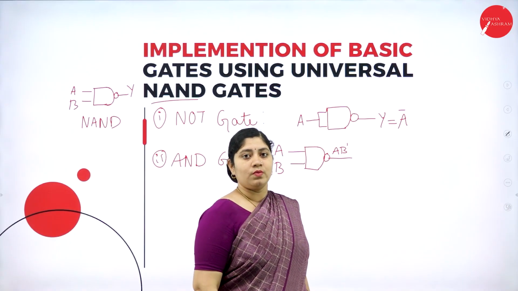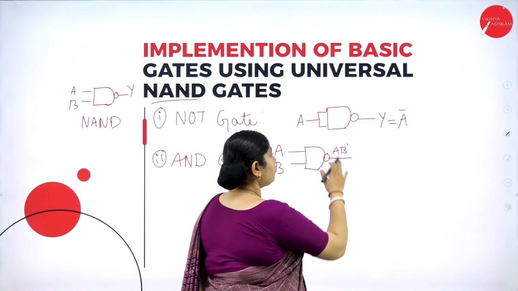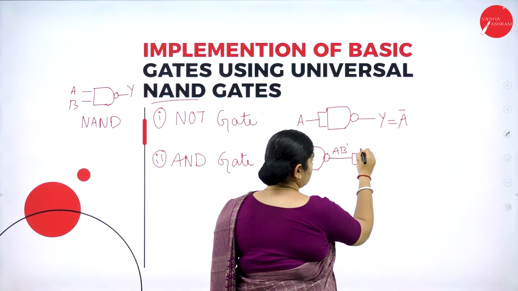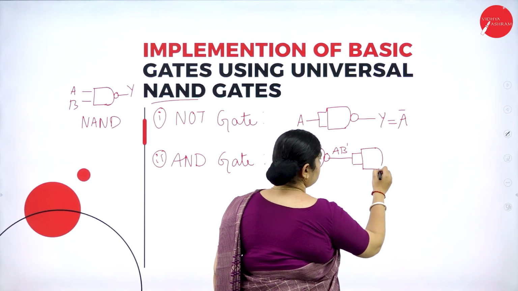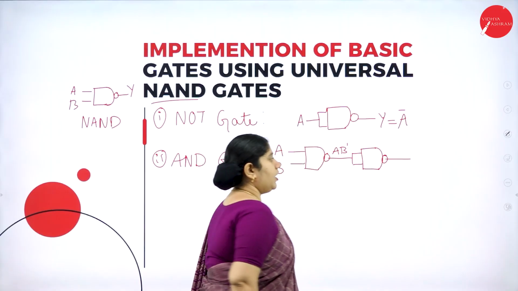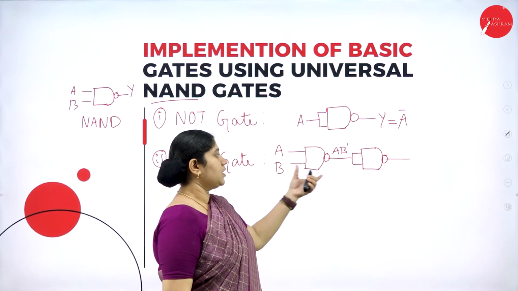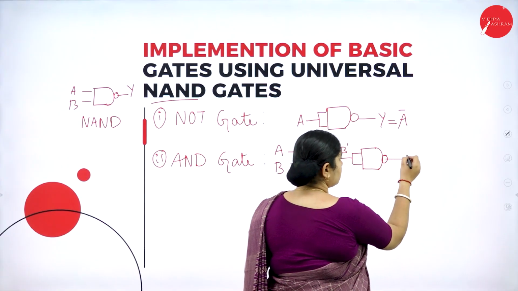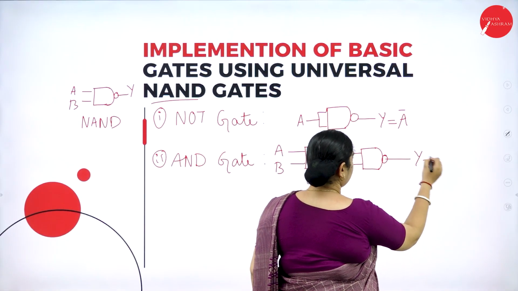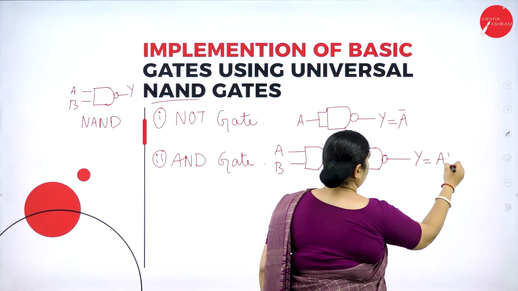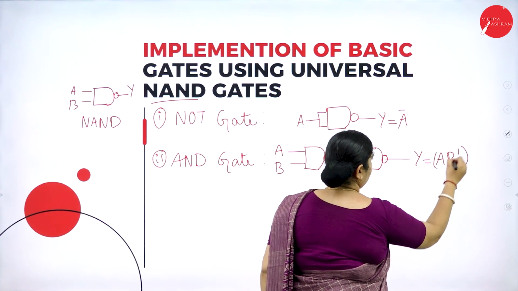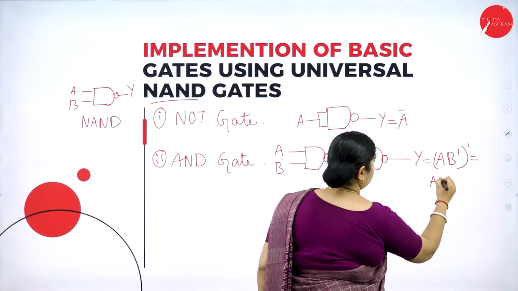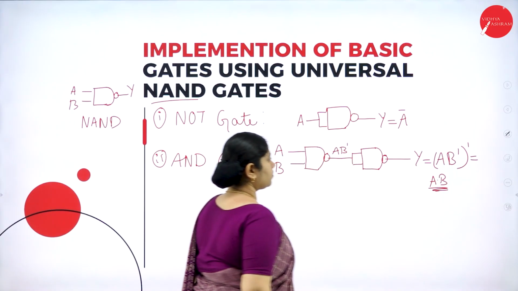So now, what do we have to do? We have to invert this, correct? So for that, let's add a NOT gate by using a NAND gate, and this gives us a simplified form of an AND gate by using a universal NAND. Therefore, Y equals (AB bar) whole bar. This gives us a value A into B.